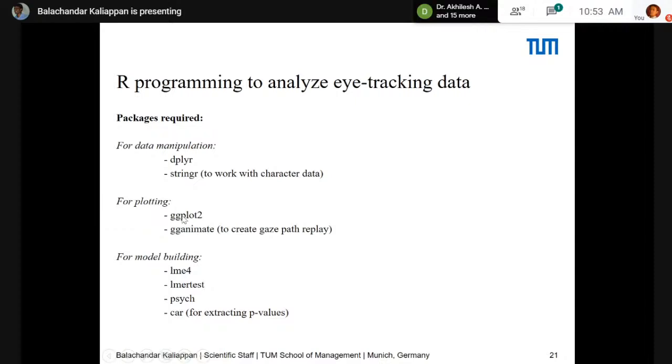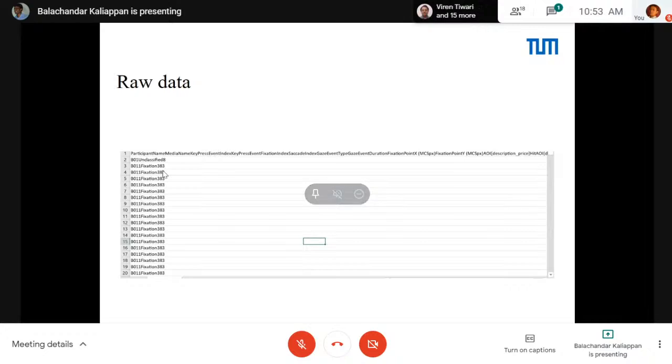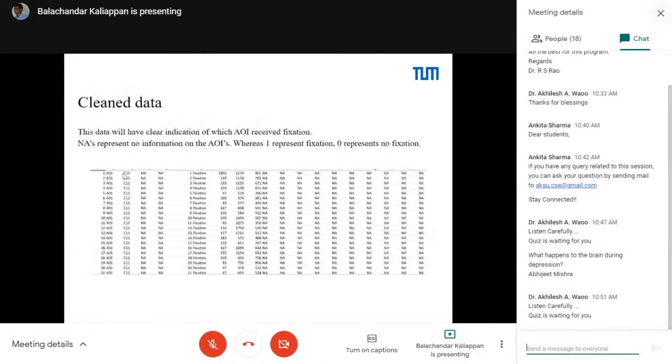Now I think I'll move on to a small demonstration of the data. Once you collect data from the eye tracking device, you will basically have raw data like this. It will say who the participant is, and whether it is a fixation or a saccade. I hope you remember what fixation and saccade are. This raw data is supposed to be transformed, and when I clean the data, I will get clean data like this.